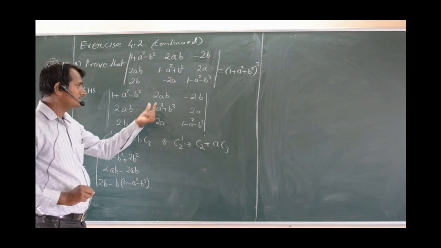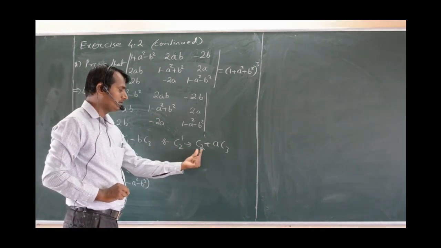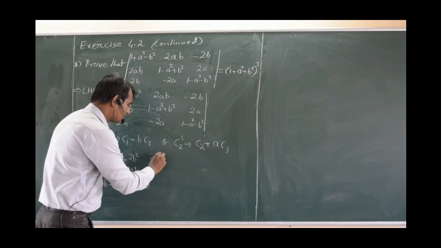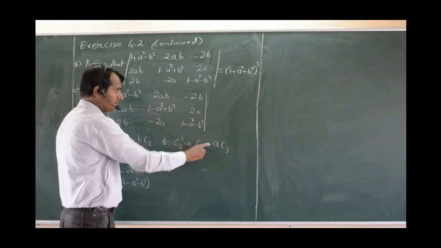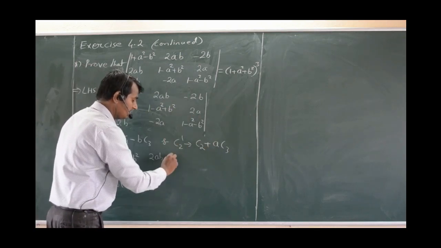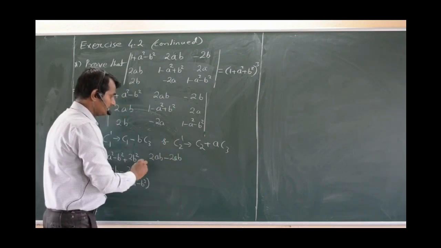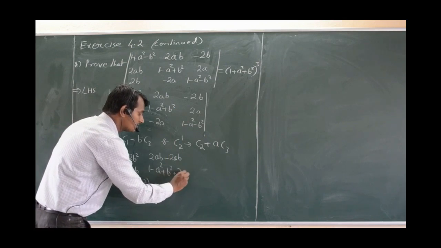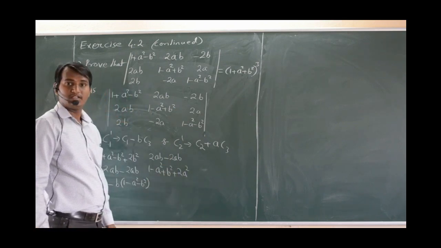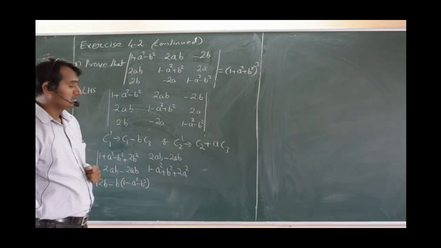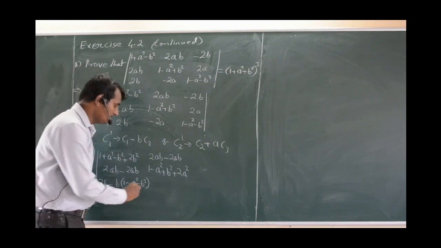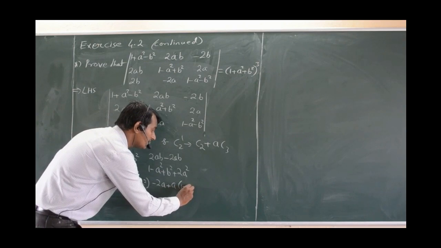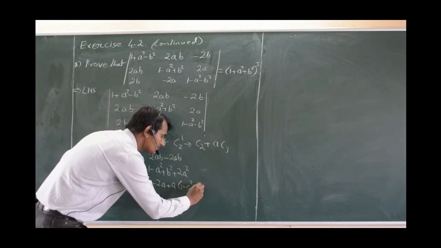Next is C2 equals C2 plus a into C3. What we get here is 2ab, plus minus 2ab. Next one is 1 minus a square plus b square plus 2a square. That is along the second column. Now the same thing along the last column: minus 2a plus a into 1 minus a square minus b square.